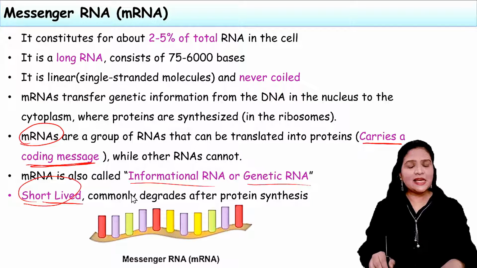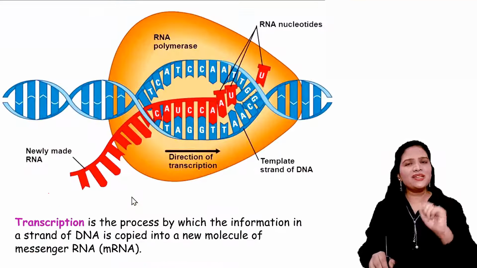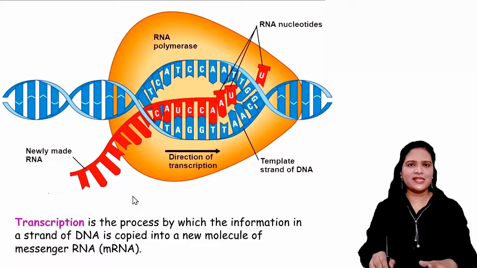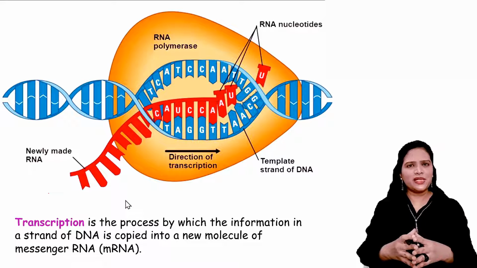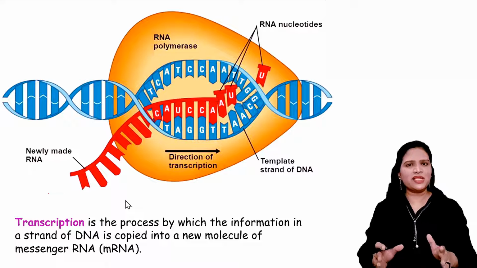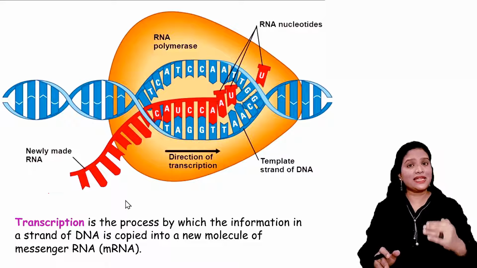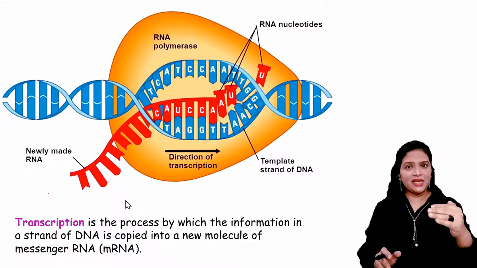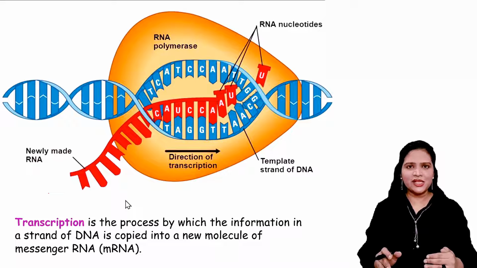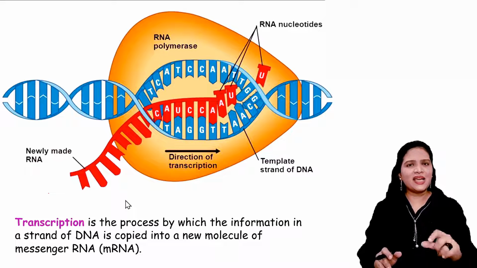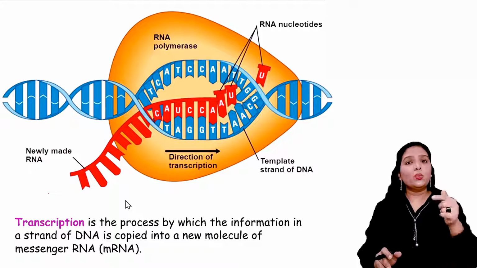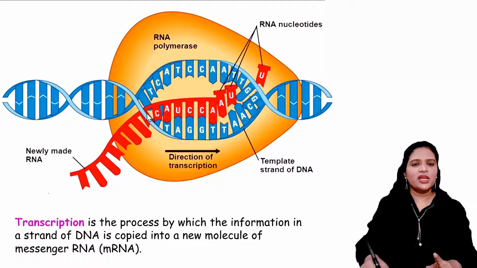Now, let us see how this messenger RNA is produced or formed. Where is this messenger RNA produced in the cell? The basic concept of the messenger RNA is to carry the genetic information from the DNA to the protein synthesis site, right? So, this messenger RNA is produced within the nucleus by the DNA. Okay. So, see here.